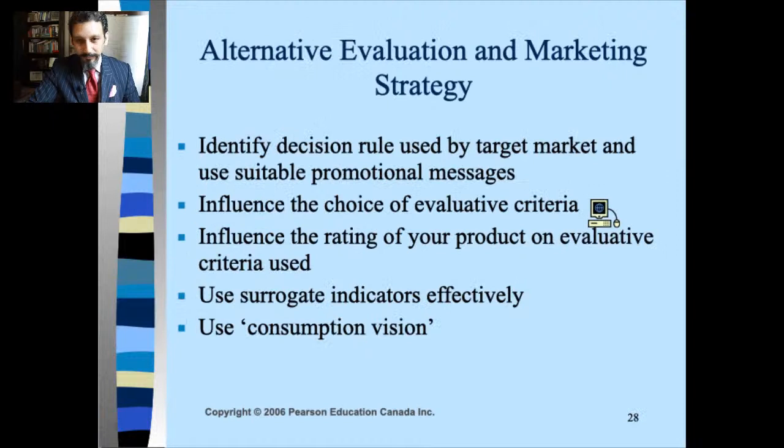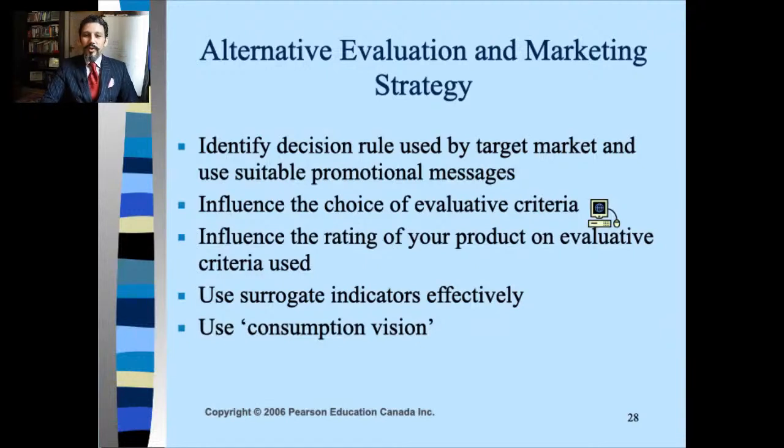And finally, the alternative evaluations: how does that impact the marketing strategy? We want to identify the decision rule used by the target market and use suitable promotional messages. So, how is the target market going to decide? What are the factors they're going to look at? And then we use promotional strategies accordingly. We influence the choice of evaluation criteria. We influence the rating of your product on the evaluation criteria.